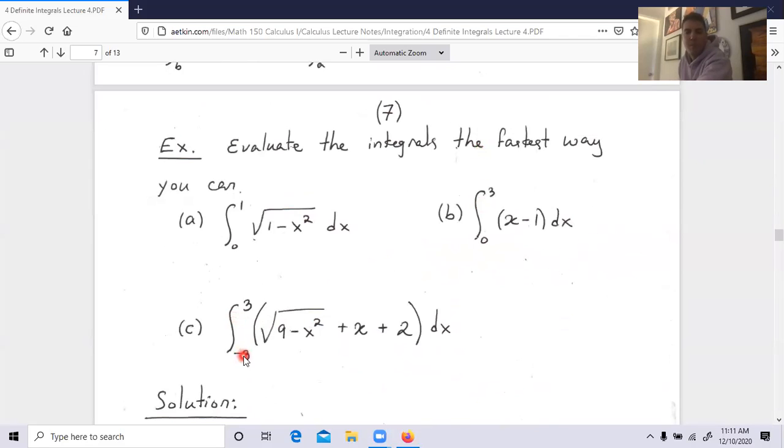Tell me what's the integral from minus 3 to 3 of root of 9 minus x squared plus x plus 2. Can you very quickly figure out what that area is? Or that integral is, to be more precise.